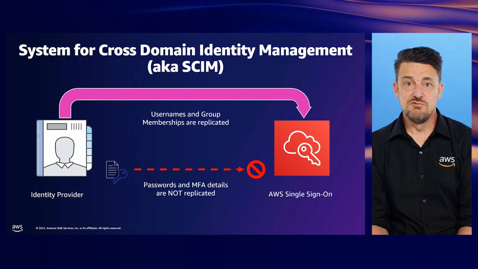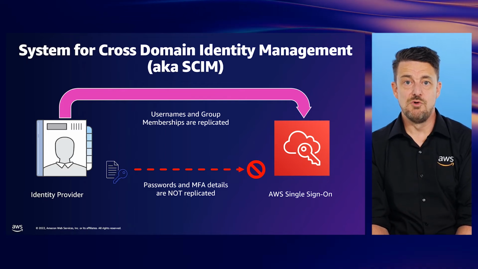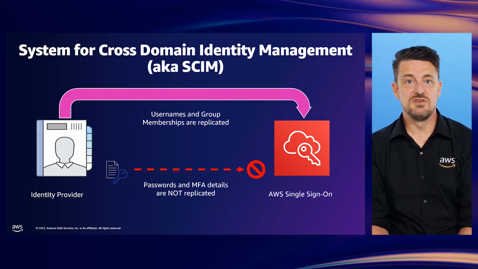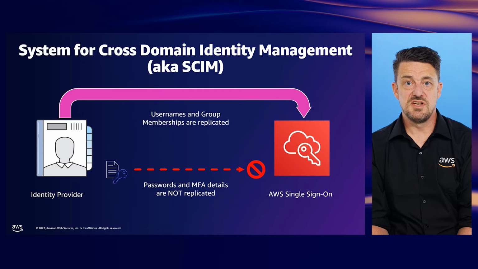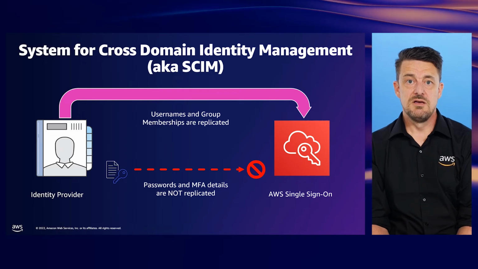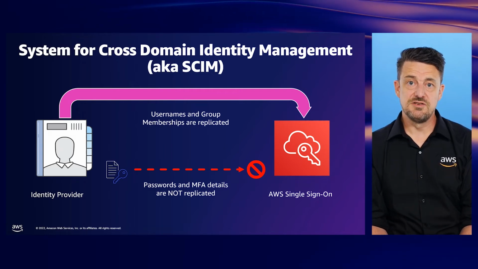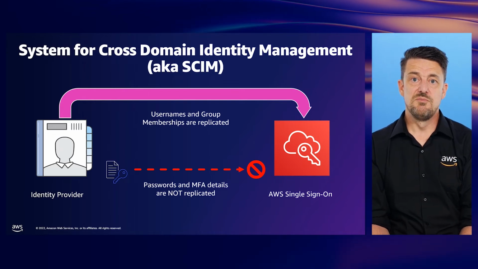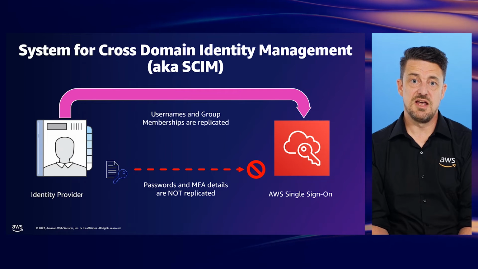The IDP is still responsible for authenticating the user and asserting that identity using SAML. However, via SCIM integration, AWS SSO can see those identities in advance and associate them with permission sets and AWS accounts. SCIM is not responsible for sharing any credentials with AWS SSO, so all authentication of the user is done on the IDP before SSO is able to grant them access to the associated AWS accounts.